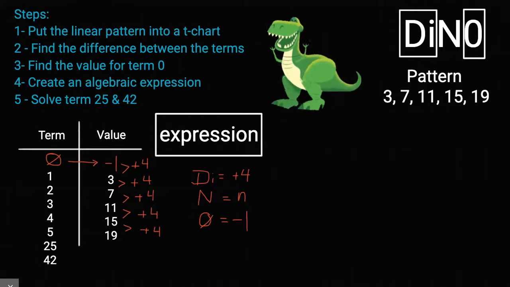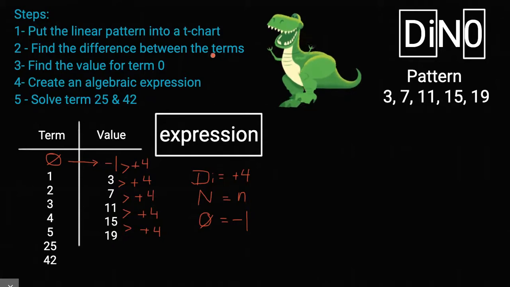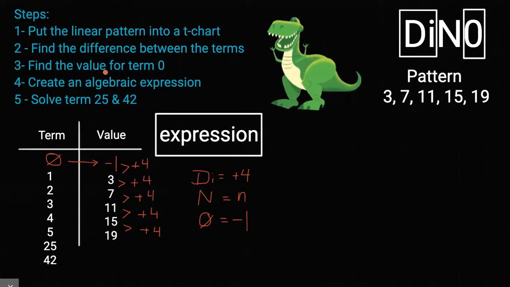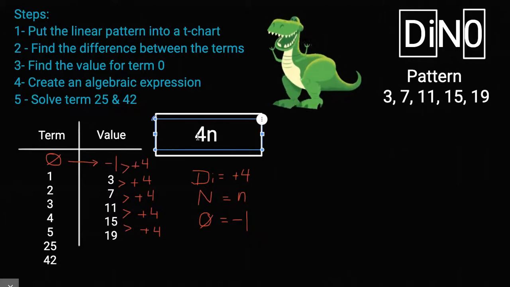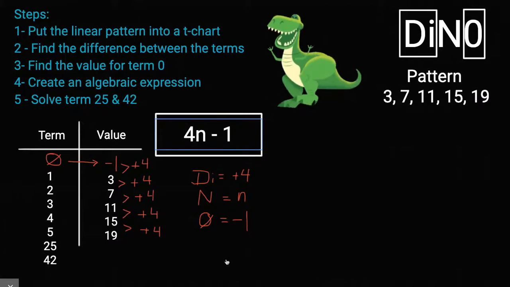So my step 2 was find the difference between terms. Step 3 was find the value for term 0. And 4, create an algebraic expression. This is the one where we just put all our information together. We end up with 4n minus 1. Now we have to solve for term 25 and 42.